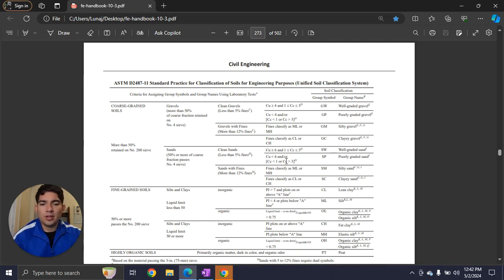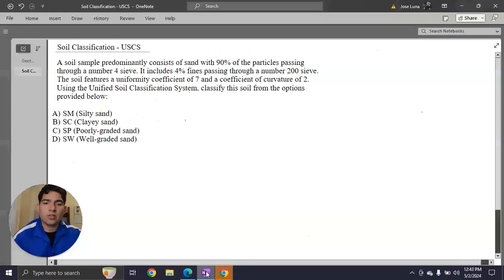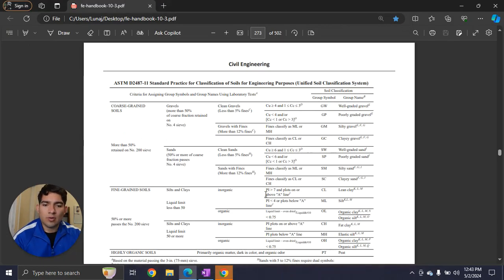And then finally, the next differentiators for us here would be to take a look at the coefficient of uniformity and the coefficient of curvature. For ours, it's going to be 7 and 2 for each one. So for our coefficient of uniformity, we have 7, so here it's going to be greater than or equal to 6. And then our coefficient of curvature is 2, so that looks like it's right in between the 1 and the 3, which corresponds to a well-graded sand.